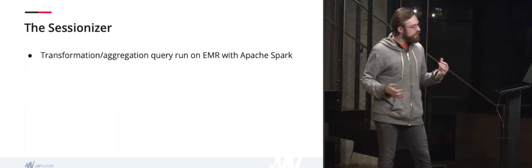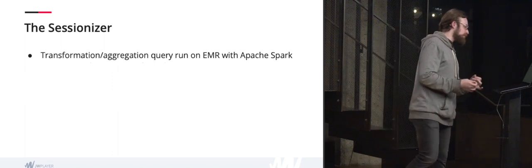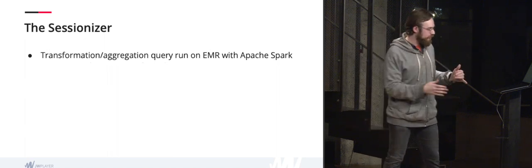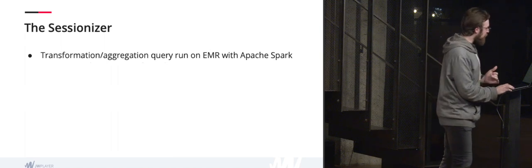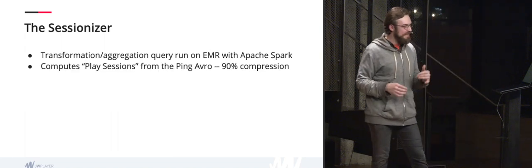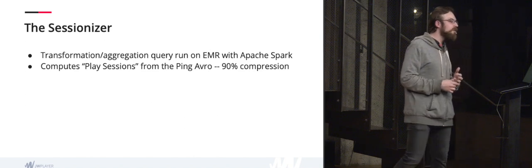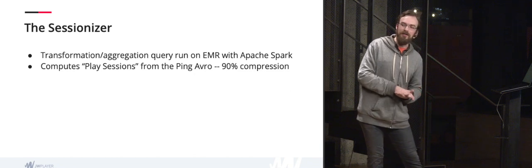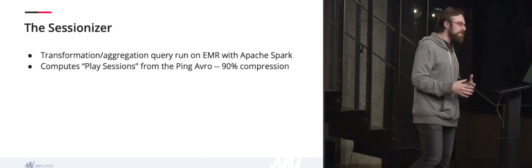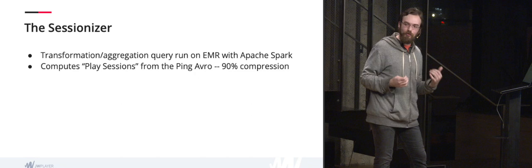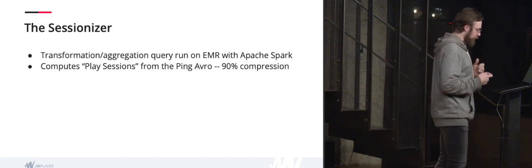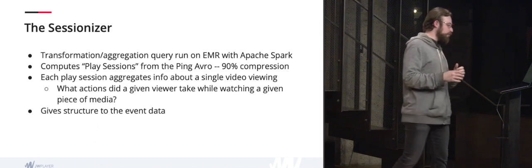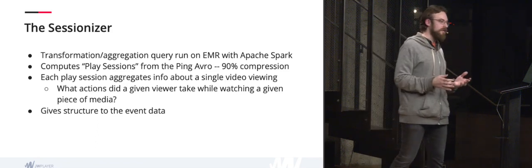So once again, Sessionizer, as we call it, is a transformation and aggregation query, hundreds of columns long, that runs on Apache Spark, EMR. And essentially what we get from this is a 90+% compression rate. So we can take terabytes of data and compress it down to gigabytes of data. And what that does is it allows us to run queries against it and make some really informed decisions in a really meaningful way, whereas with just the ping data, we wouldn't necessarily be able to do that.